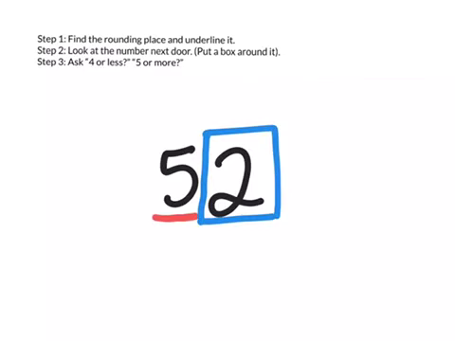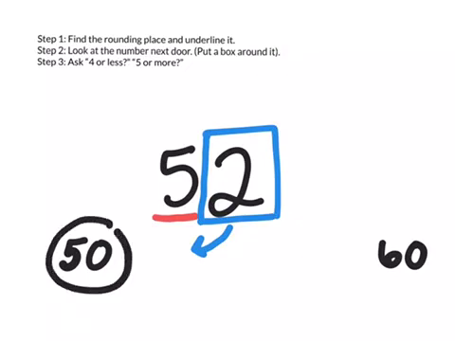So I'm going to think about my thermometer and what 2 tens that 52 would be between. 52 would be between 50 and 60. Alright, so I'm going to go back to that number in the box and ask 4 or less, 5 or more. Well, 2 is less than 4, so that means it's going to be going towards 50. So if I wanted to round 52 to the nearest 10, your answer would be 50.